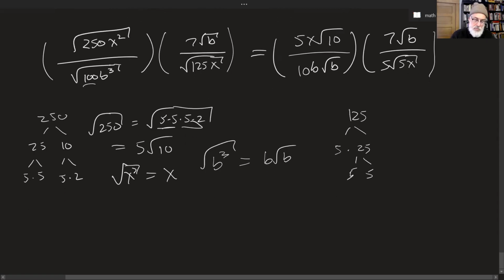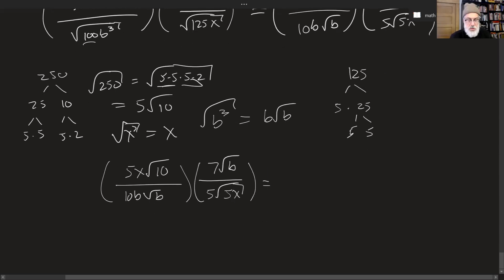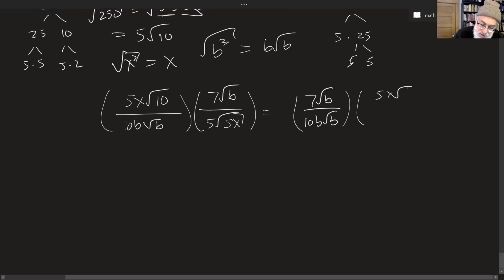All right. So I wrote a lot. So let me move this down here. 5x square root of 10 divided by 10b square root of b, times 7 square root of b over 5 square root of 5x. So I notice here that I have a 7 square root of b. I'm going to divide that by 10b square root of b. And I'm going to put the 5x square root of 10 divided by 5 square root of 5x.